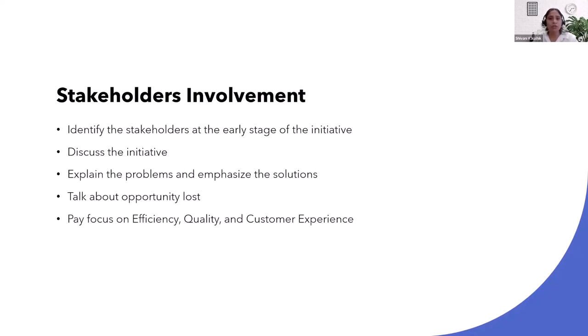Talk about the opportunity lost, what we are missing if we are not using it. Focus on efficiency, quality, and customer experience. Explain why the investment is worth it. Talk about the current cost, including opportunity lost. Leadership likes to hear facts and figures. If you provide them both, you won't face issues. By convincing your leadership, you are one step closer to your goal. Now let's see what's next.